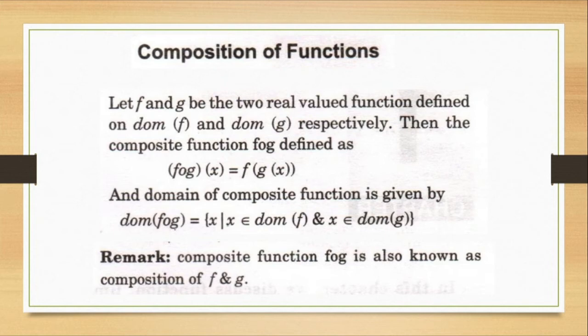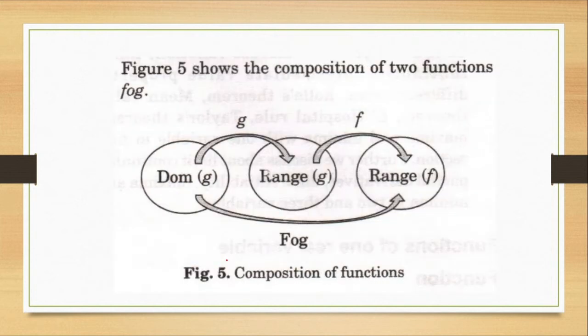Composition of functions. Let f and g be two real valued functions defined on domain f and domain g respectively. Then the composite function f composite g is defined as f composite g of x is f of g of x, and the domain of f composite g is the set of x such that x belongs to domain g and g of x belongs to domain f. The composite function f composite g is known as the composition of f and g.